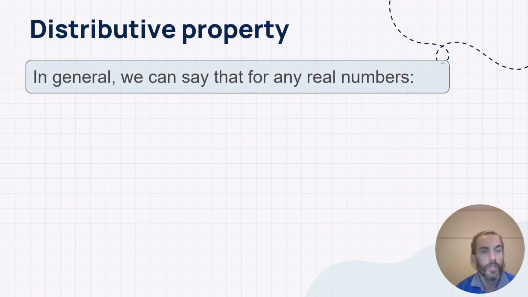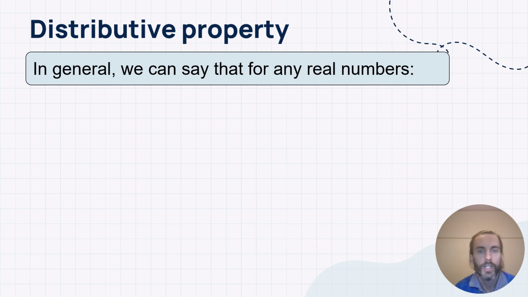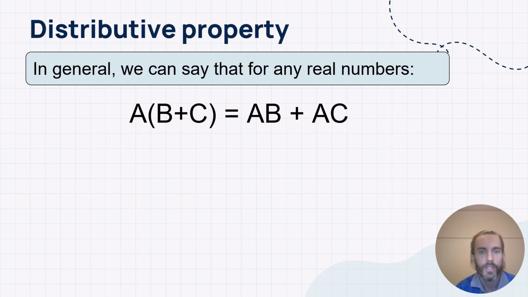So what can we take away from this generally? Well, in general, we can say that for any real numbers, this formula is true. So if A, B, and C are real numbers, then this formula is always going to be true. Let's just look at a couple quick examples.